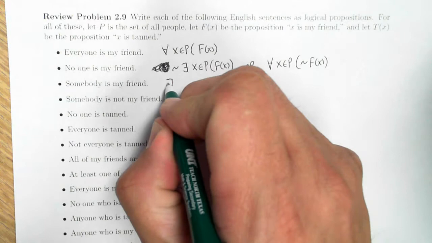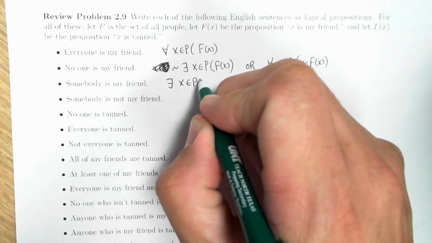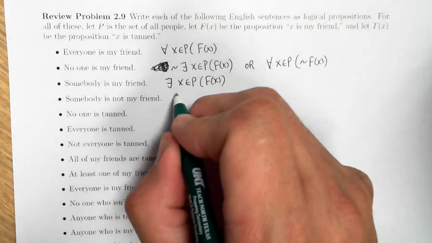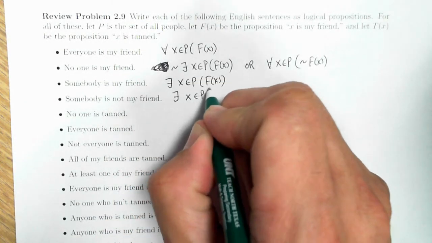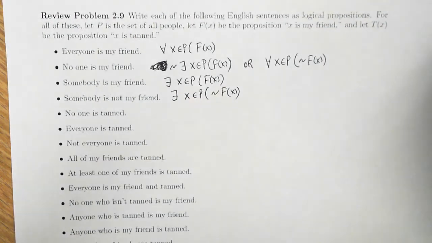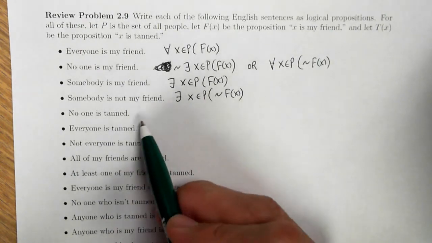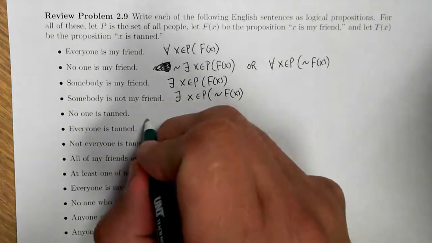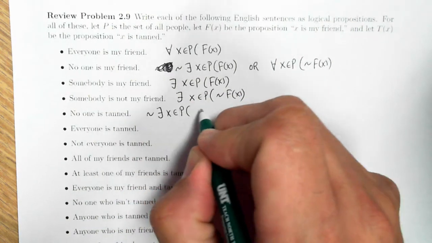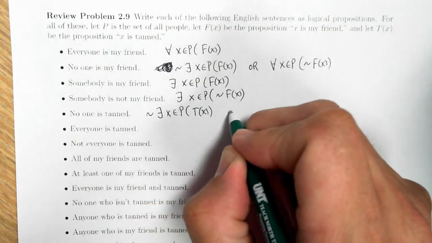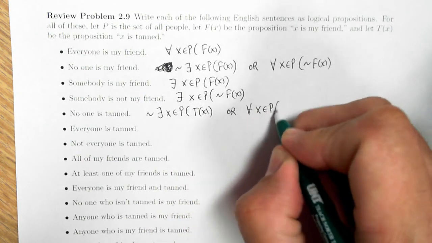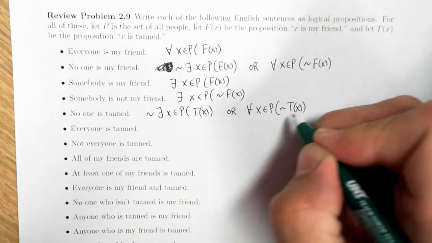Somebody is my friend. That would be there exists an x who's a person, such that that person is my friend. Somebody is not my friend. That would be there exists somebody that is not my friend. Okay, next few. No one is tanned. So that means that it's false that there exists somebody who is tanned. Alternatively, we could say that for all people, that person is not tanned.